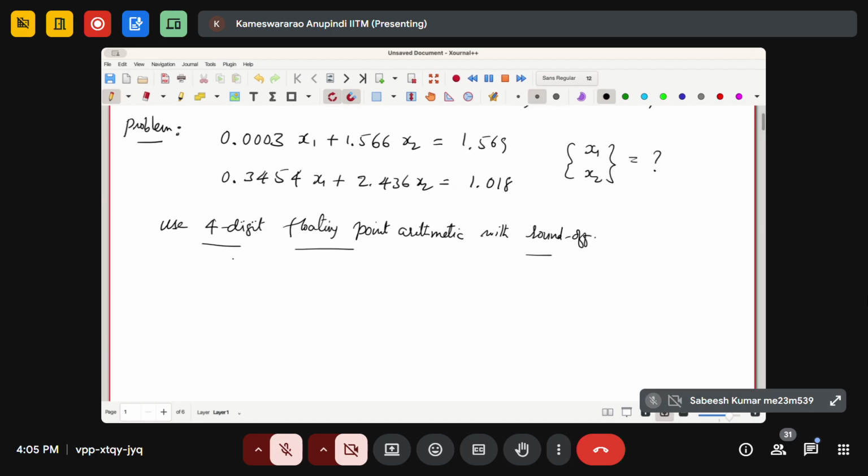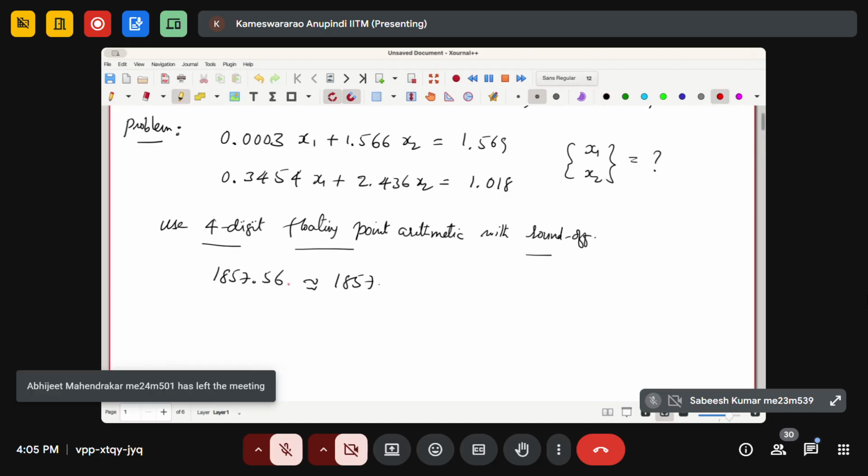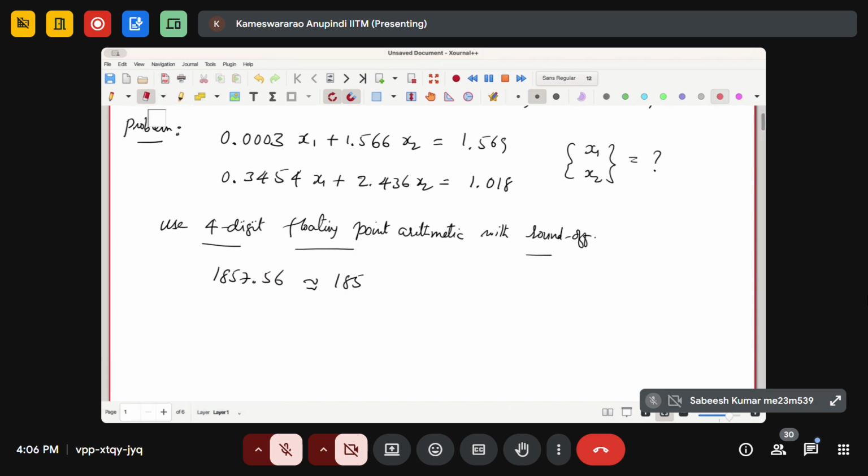Okay, that means if we're going to get, let us say, 1857.56, we're going to store it as just 1857. Okay, because it is with round off, we're going to store it as 1857.6, but then this will be rounded off to 1858. Okay, so that's how we are going to store.